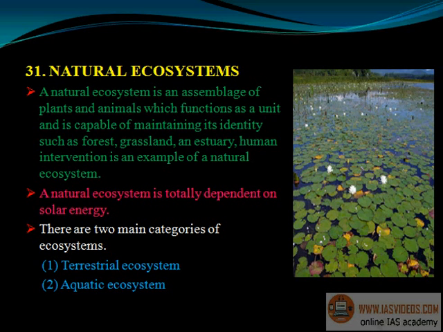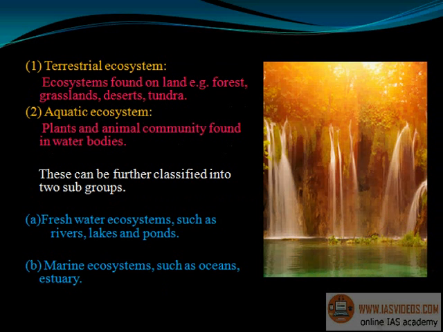There are two main categories of ecosystems. 1. Terrestrial ecosystem. 2. Aquatic ecosystem. 1. Terrestrial ecosystem: ecosystems found on land, for example forest, grasslands, deserts, tundra. 2. Aquatic ecosystem: plants and animal community found in water bodies.